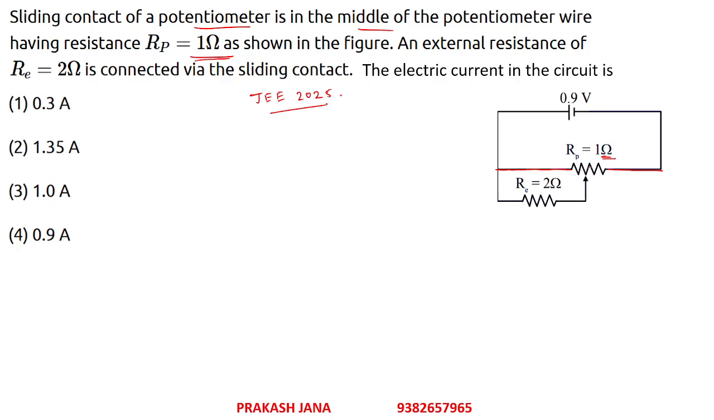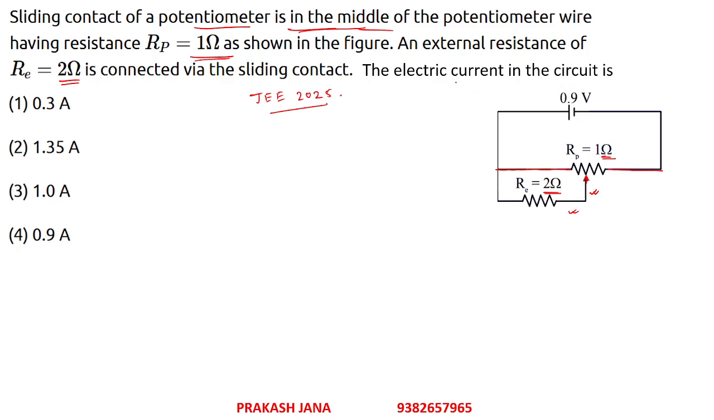An external resistance of 2 ohm is connected via the sliding contact. Which one is the sliding contact? This is the sliding contact. The contact is here and it is in the middle. It is in the middle of the potentiometer wire, and an external resistance of 2 ohm is connected with the sliding contact. The electric current in the circuit is.